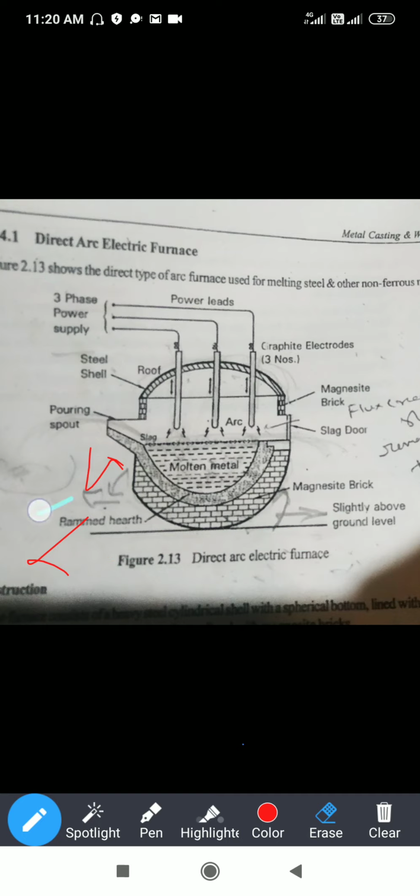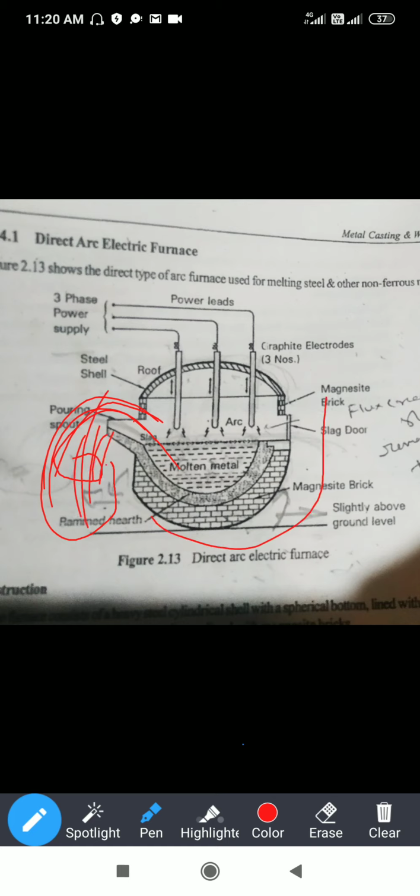Now over here, after melting, there is a crucible cup. From the pouring spot, the molten metal enters into the cup as the furnace is tilted to the left side. Once the molten metal is collected in this cup, it is taken for pouring into the mold cavity. So this is the simple construction of an electric direct arc furnace.